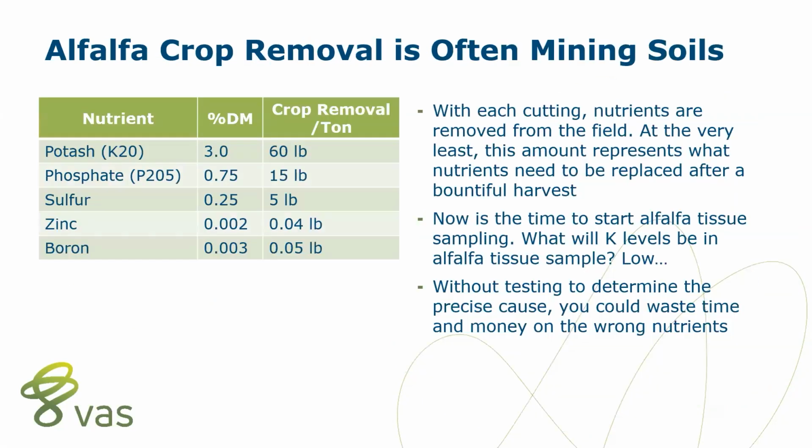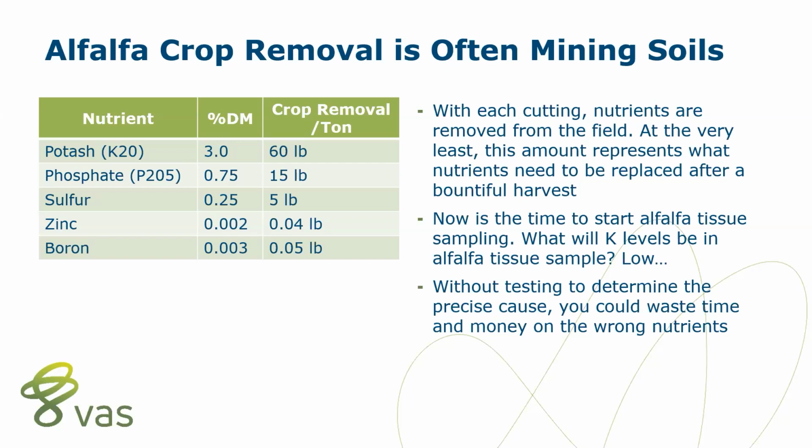Alfalfa is often mining your soils, but how much? With each cutting of alfalfa, nutrients are removed from the field. Another crop that mines the soil very quickly is corn silage. At the very least, this amount represents the nutrients that need to be replaced after a good harvest. What will the K levels be in an alfalfa tissue sample on your farm? Low or optimal? Sending in a tissue test is the way to learn more.